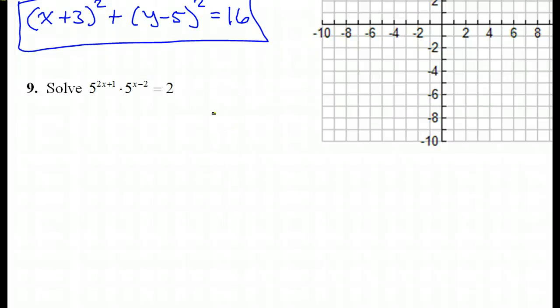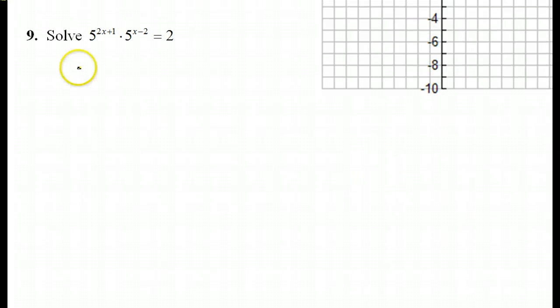Alright, last but not least, problem number 9. Okay, this is a review problem that has nothing to do with circles. This has to do with logarithms. So if I want to solve this, I see these bases that are the same, and when you multiply like bases, you add the exponents. Now, a common mistake is to make these bases just disappear, but that's not going to happen. Okay, I'm still going to have the 5. 2x plus x is 3x. 1 minus 2 is -1. So I've got 5 to the 3x minus 1 power equals 2.